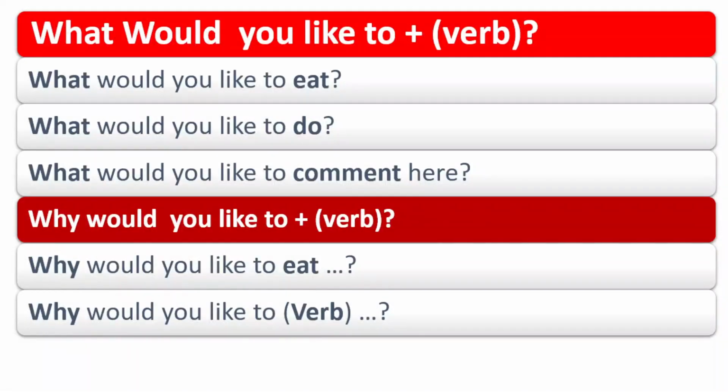The next one is, why would you like to plus verb? Like in the second question, if I asked you, if you answered me, like I would like to practice this activity with my friends. So my question is, why would you like to practice this activity with your friend? You can say, I would like to practice this activity with my friends because this is the most easiest way to start learning English.